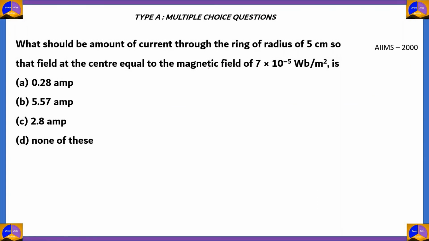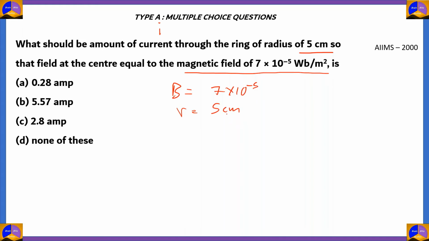Now, let's look at this question. What should be the amount of current passing through the ring of radius of 5 centimeters so that the field at the center is equal to the magnetic field of 7 into 10 raised to minus 5 Webers per meter square? So over here, we need to get the value of B as 7 into 10 raised to minus 5. And this magnetic field is due to a current I passing through a ring of radius 5 centimeters.